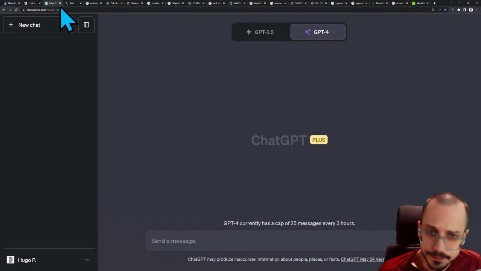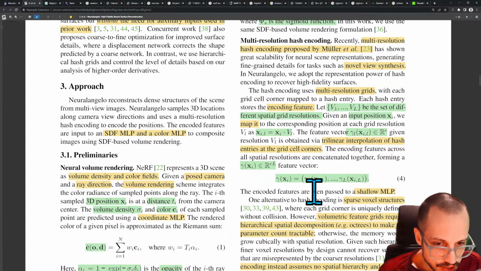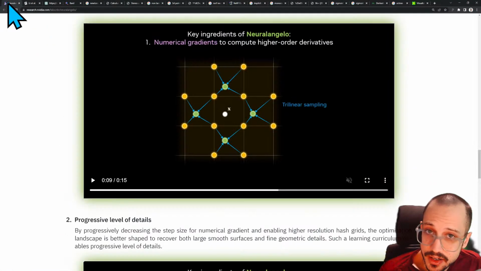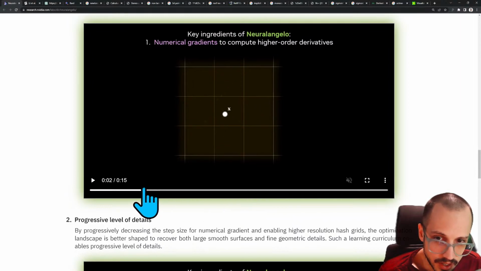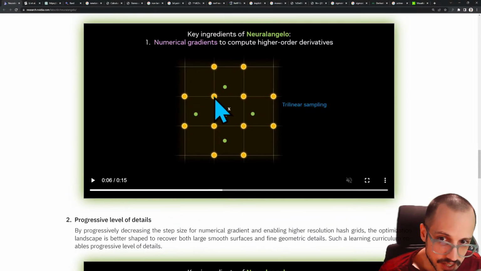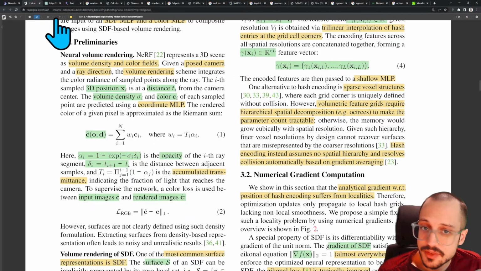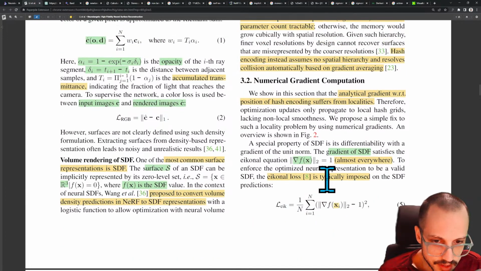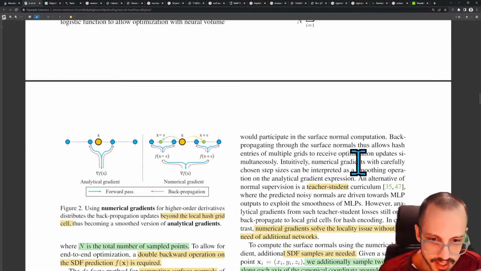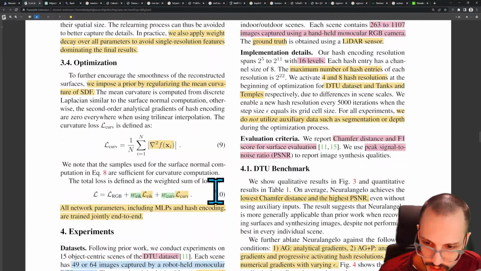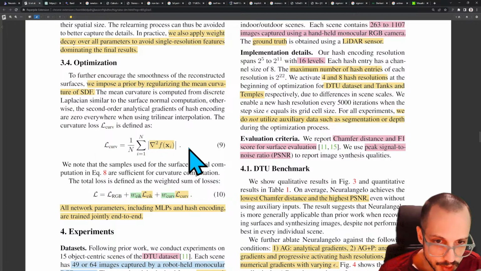But I think the main trick in this paper is that, rather than using an analytical gradient computation, where you would push gradients into these four dots here, they use a numerical gradient calculation, which allows them to push gradients into more of the surrounding dots. By doing that, they get a smoother surface. They have a couple of different regularizations here: an eikonal loss, and also a curvature regularization that ensures smoothness.